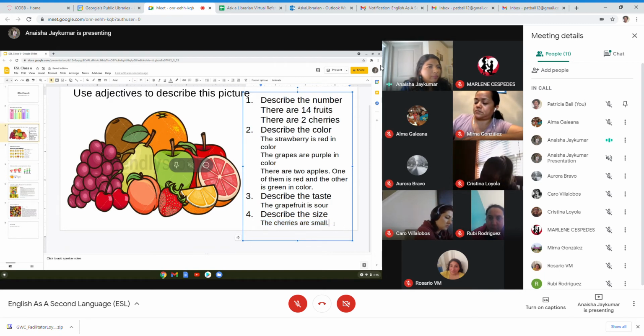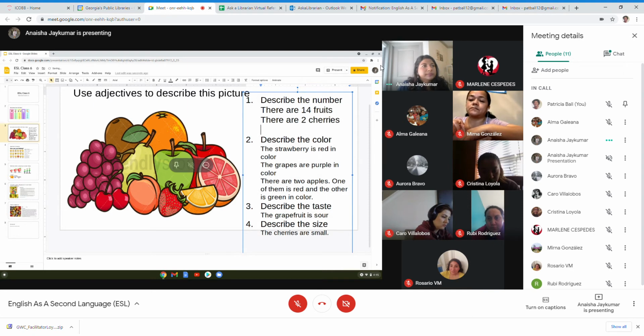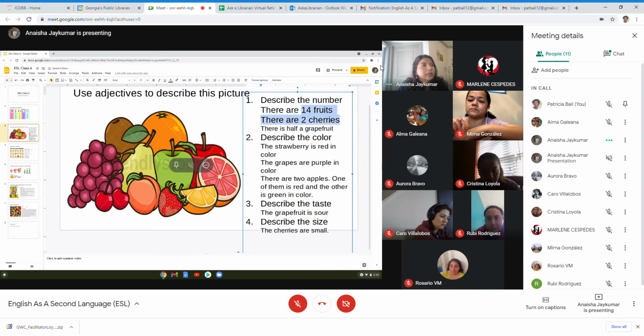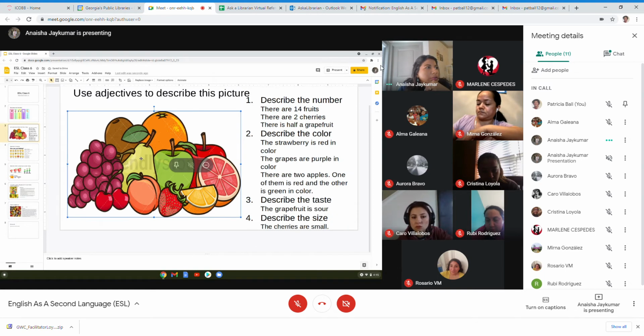And so you can see that the grapefruit is only half. We don't have a full grapefruit. So by telling someone there is half a grapefruit, you are describing it. So half is also an adjective. Okay. So here, half is another way to describe. It's also a number in this case. So this is more of this kind.